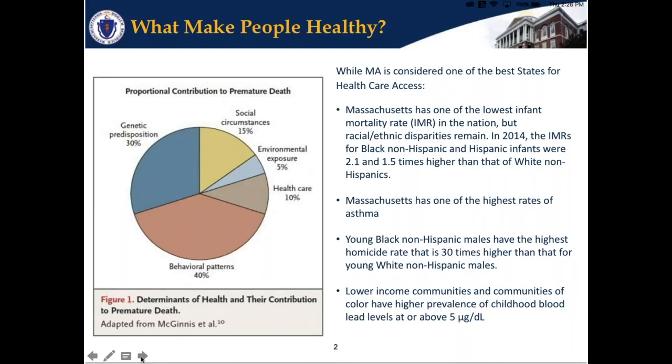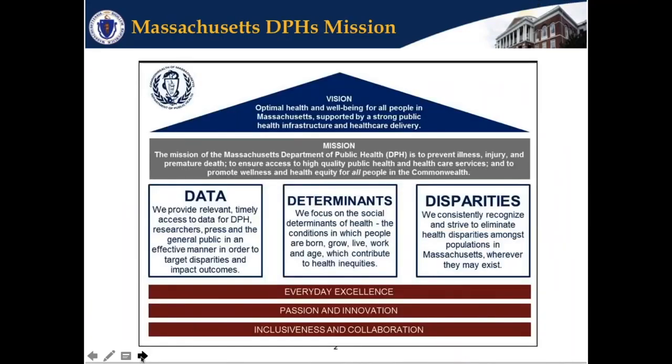We also have Black non-Hispanic males with one of the highest homicide rates, 30 times higher than their young white counterparts. And then also low-income communities and communities of color have a higher prevalence of childhood blood lead levels. So to address this, our commissioner and the Department of Public Health have developed what is called the Massachusetts DPH House. It represents the foundation on which we work to achieve our vision and mission. And the core drivers of that are related to using data effectively, social determinants of health, and addressing health disparities.